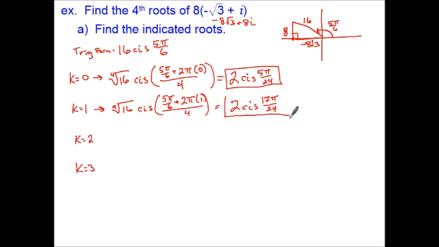So there's that. Just to save you the effort of watching me do this again, if we continue the process here, I get 2 cis 29 pi over 24. And then my fourth one ends up being 2 cis 41 pi over 24.